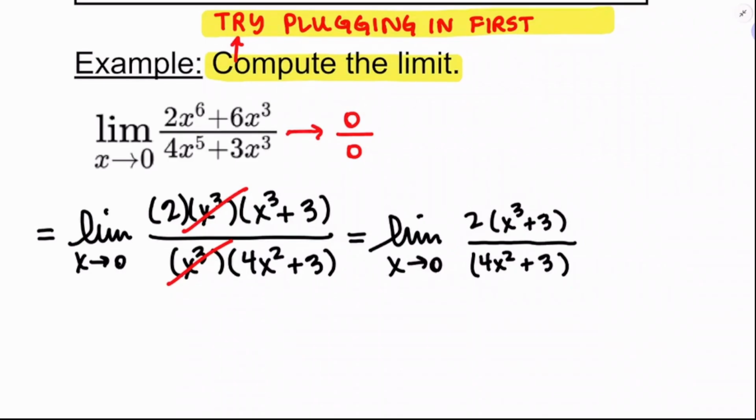Okay, but once I can't cancel anymore, I should try plugging in again. And if I do that, I'm going to get 2 times 0 plus 3 when I plug in x equals 0, over 4 times 0 squared plus 3. So that's 6 divided by 3 equals 2. And that's how we compute these limits algebraically. It's going to be by factoring and canceling.